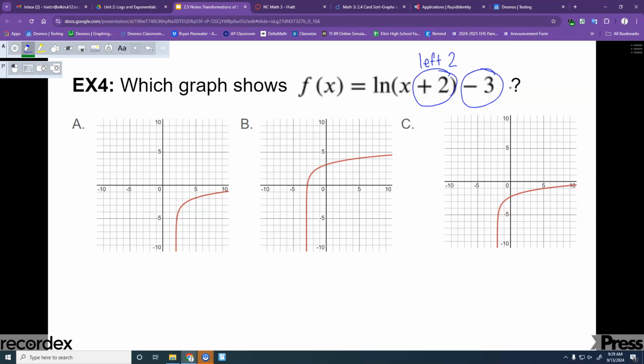It's going to move it up, down, left, right. Which way does it go? Down 3. So that number on the end moves it down 3. So, a natural log usually looks like this before you move it, right? It's going to have a vertical asymptote right there at the y-axis. We need to go left 2, down 3. Which one do you think is correct? C. It's C.